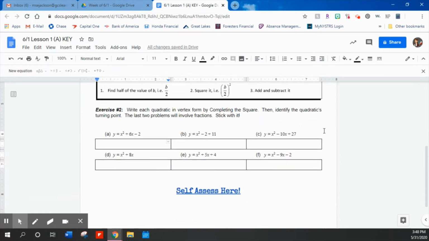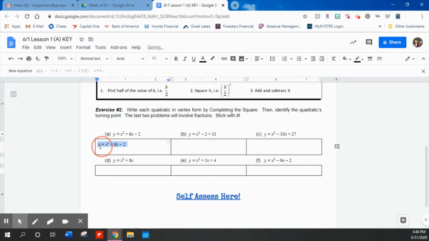So let's do the first one together. So I'm going to copy and paste this. Letters always like to come with it. Okay. So your first step is to take half of your b value, which is 6, and that will give us 3, and then we square it. I'm not going to do an equation for this, and that gives us 9. So this shouldn't really say equals, because that equals 3, and then 3 squared equals 9.